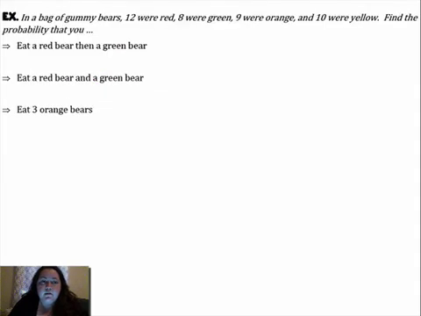Alright, another example. In a bag of gummy bears, 12 were red, 8 were green, 9 were orange, and 10 were yellow. Find the probability that you eat a red bear, then a green bear. So the order in which you eat them makes a difference. So I'm eating a red first and a green second. So the probability of eating a red, well, 12 are red, and if I add 12, 8, 9, and 10, I get a total of 39. So I have 39 gummy bears total, 12 of them are red.